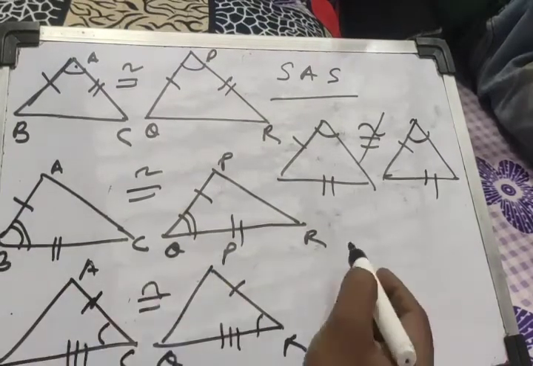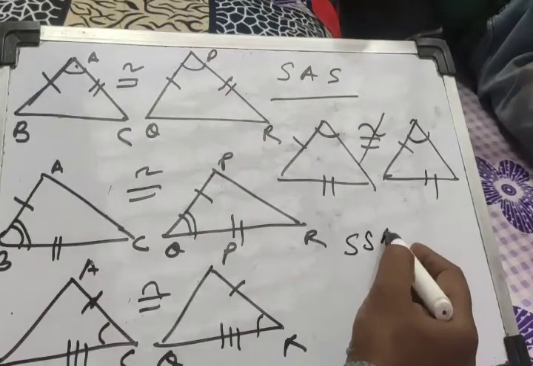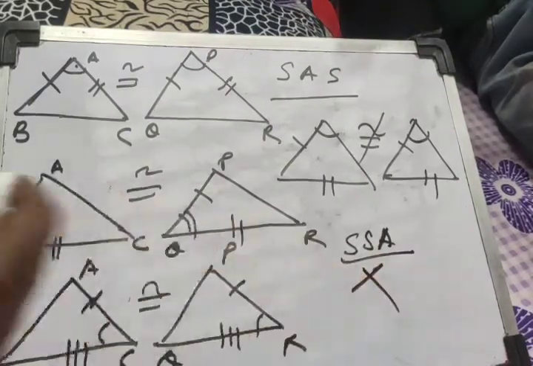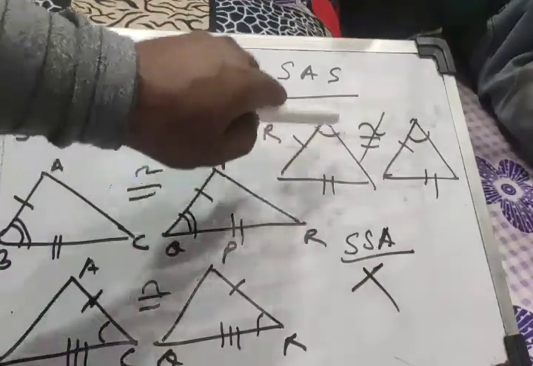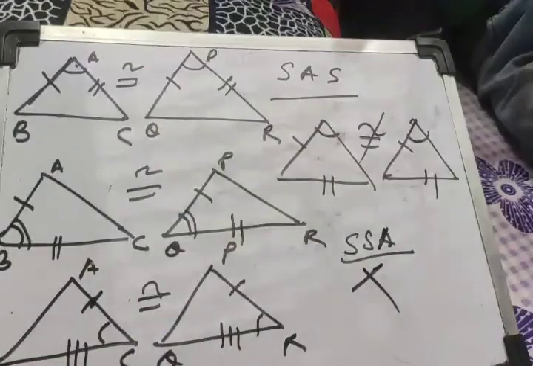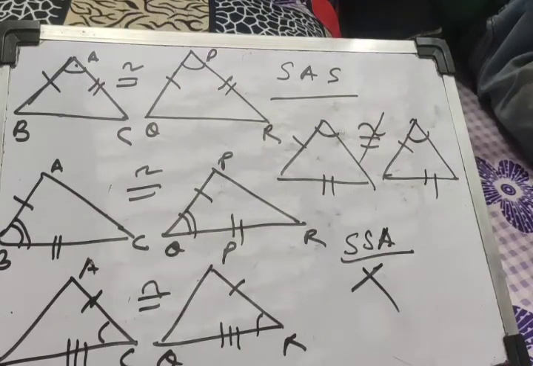Keep in mind, SSA is never possible. SAS is possible, but SSA is not. There is no such SSA condition by which triangles will be congruent to each other.